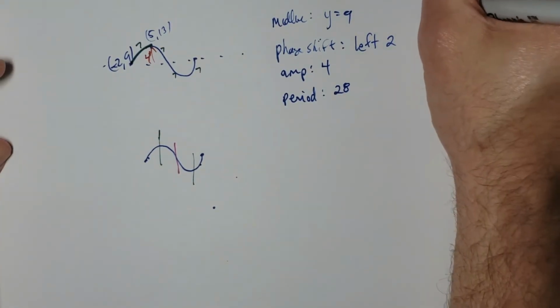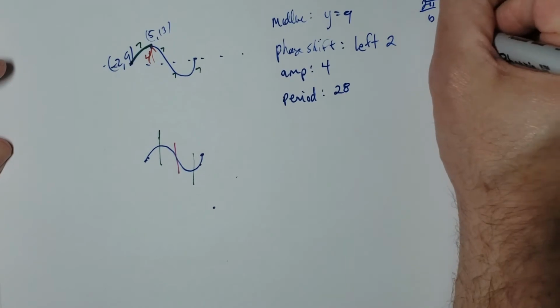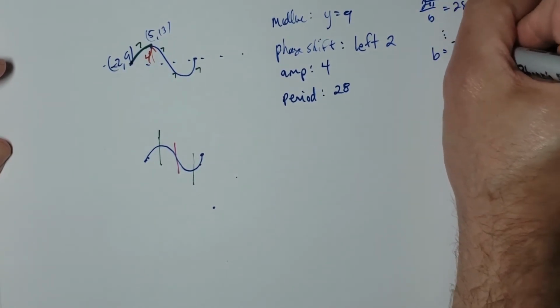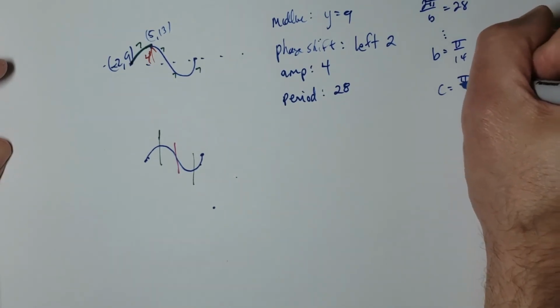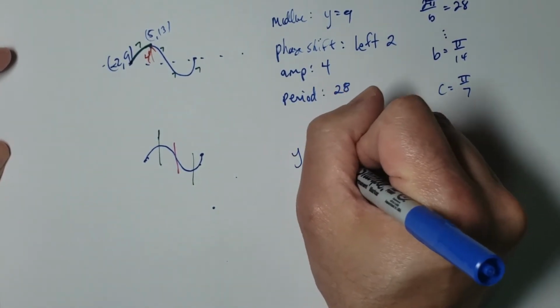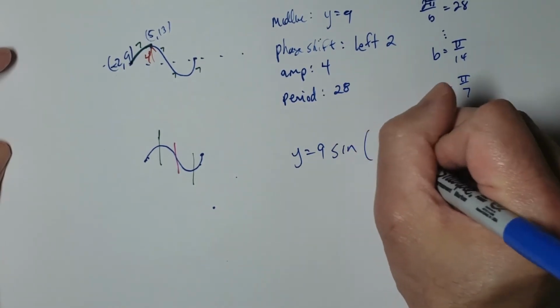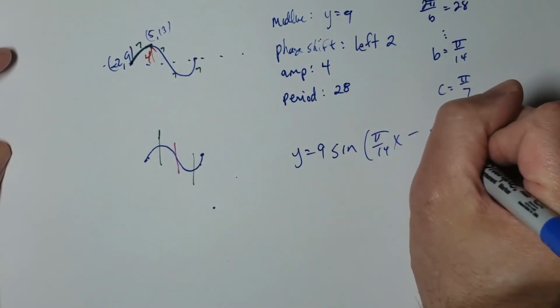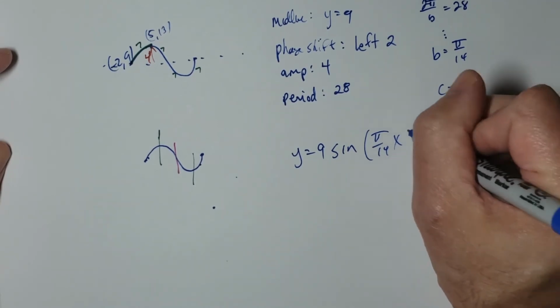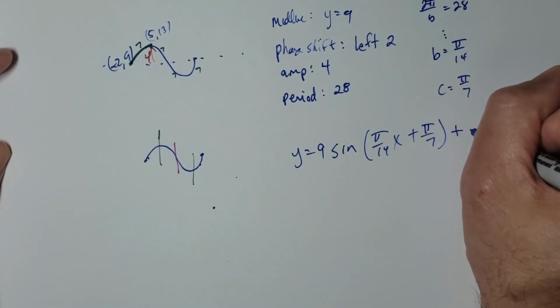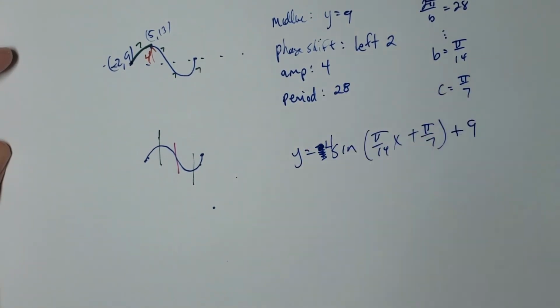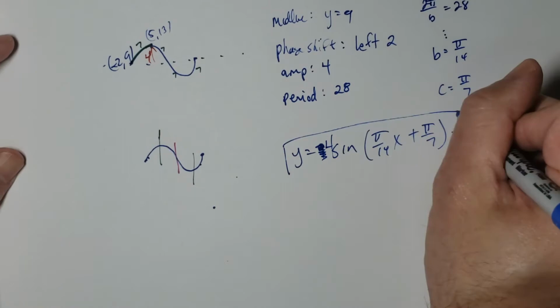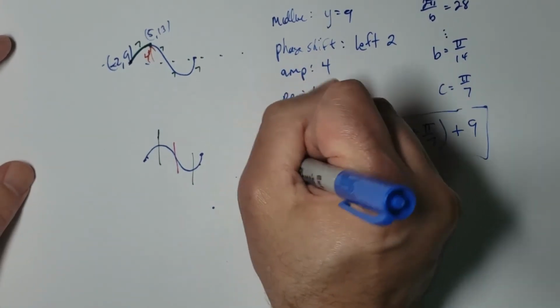So from there, 2 pi over b equals 28. Solve, b equals pi over 14. C is going to equal pi over 7. So y equals 4 sine pi over 14x. You move left, so that'll be a plus pi over 7, plus the midline, which was 9. And I put the midline where the amp was supposed to be, so that would be 4. That was number 7.